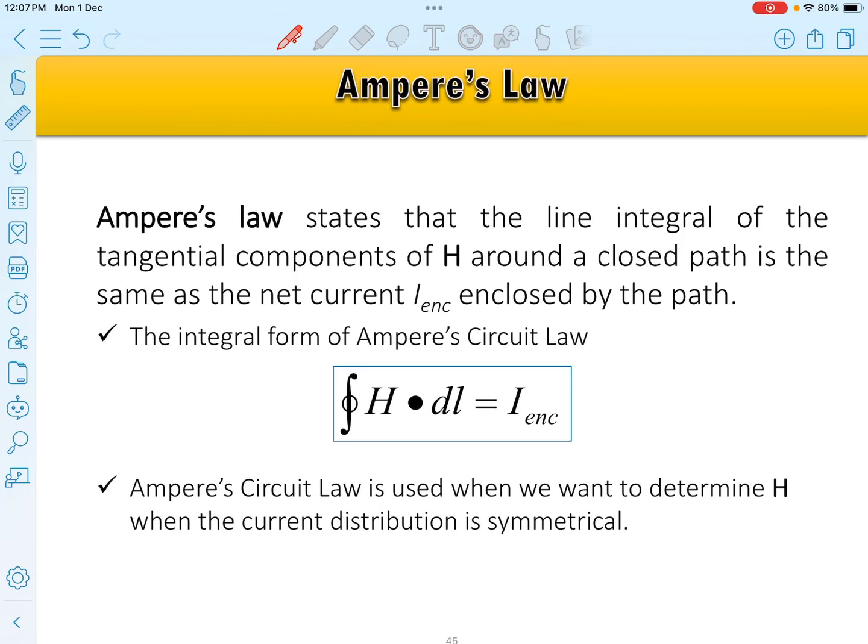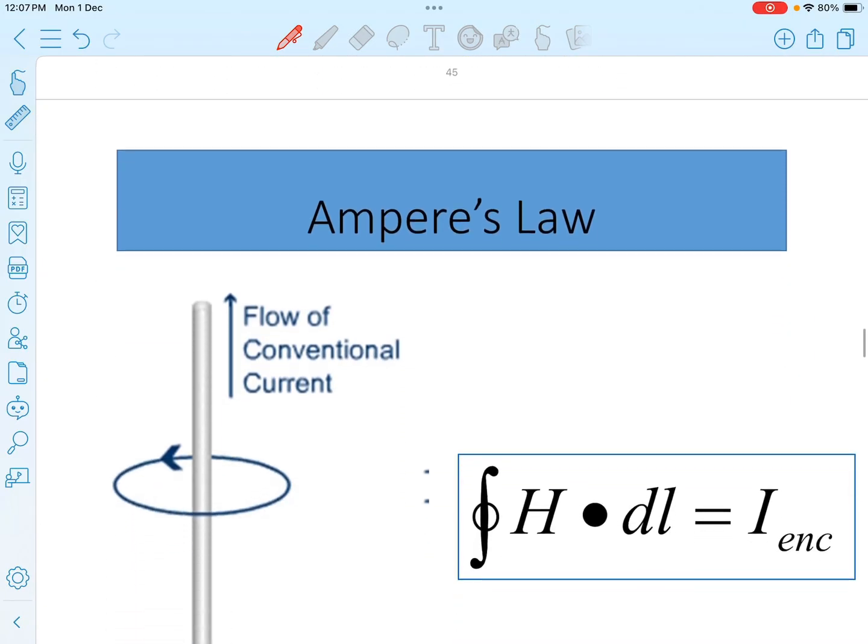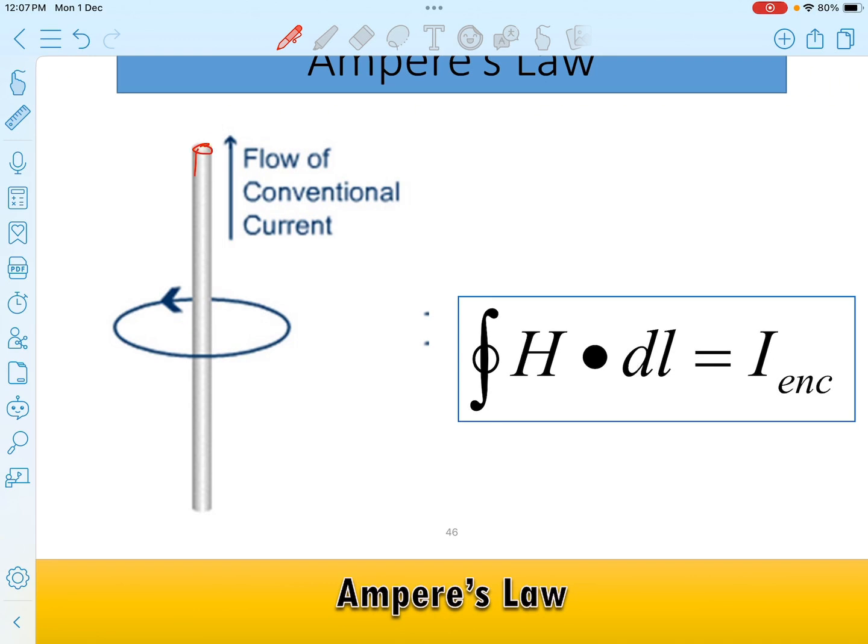So what does Ampere's law say? Ampere's law says that the line integral, which looks like this, of the tangential component of H. Tangential component of H means, let's say I have a current filament, so this is my wire. My current flows in this direction, so by using my right hand, I know that this will be the direction of my magnetic field.